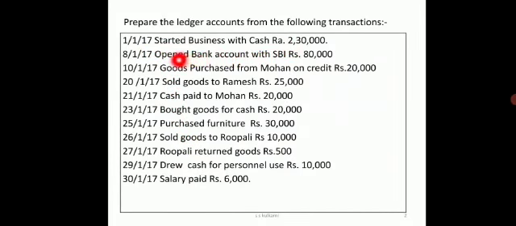Started business with cash, opened bank account with SBI, goods purchased from Mohan on credit, sold goods to Ramesh. Then you're having cash paid to Mohan, bought goods for cash, purchased furniture, goods sold to Rupali, Rupali returned goods, drew cash for personal use, paid salary. So all these transactions relate to only one month, that is January. So on the respective dates, we are first going to prepare the journal. We all know how the journal is to be prepared from the previous class. So we'll just have a glance.